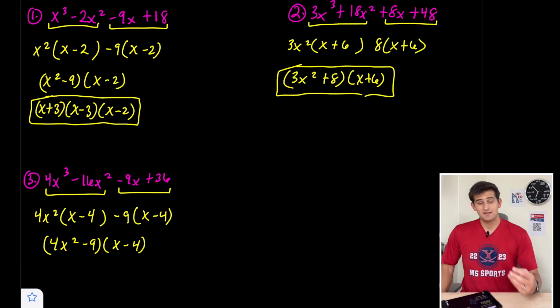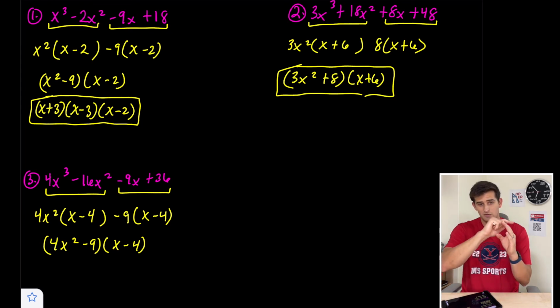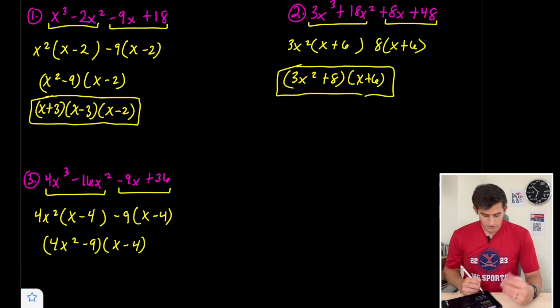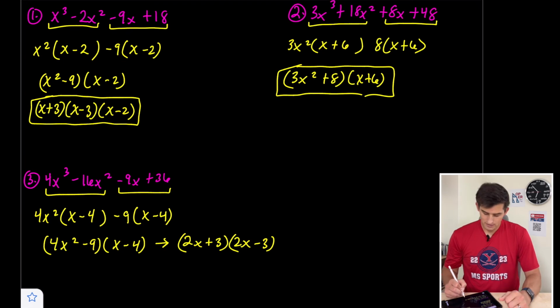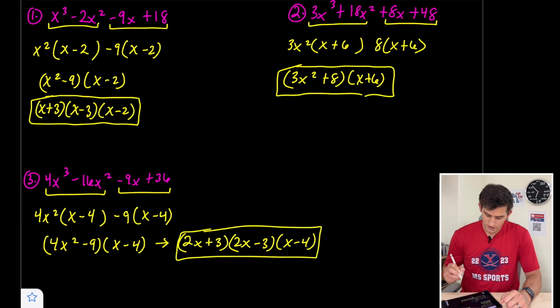And once again, we have the difference of 2 squares, so 4x squared and 9 are perfect squares. Think about, what did we square to get 4x squared? Well, we squared 2x, right? Because we would square the 2, which would give us 4, and we would square the x, which would give us x squared. Now this is similar to the one we did on number 1. This is going to turn into 2x plus 3 times 2x minus 3. We call that the sum and difference pattern. And then lastly, our last binomial was x minus 4. So that would be the complete factorization for number 3, and that is how you can factor some polynomials by grouping.